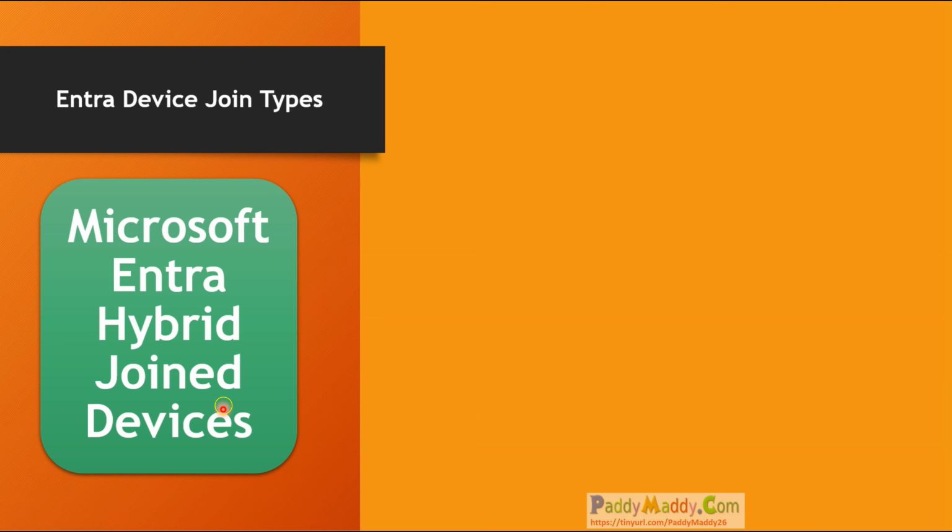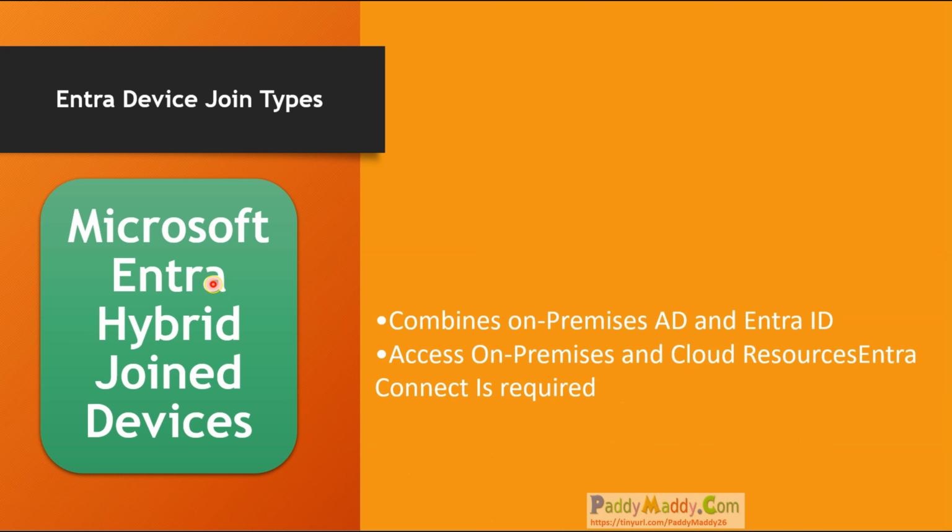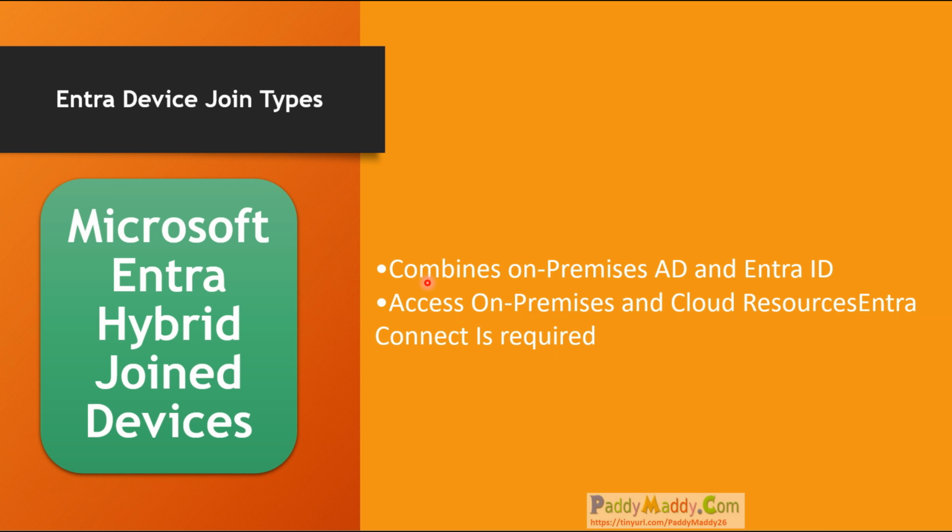That being said, let's have a look at the final type of Entra device join type, which is hybrid joined device. As the name suggests, you are going to manage a combination of your on-premises Active Directory devices, and these devices also join Microsoft Entra ID, meaning the same device is joined in two different places. That gives you access to your on-premises resources as well as the cloud resources with Microsoft Entra.